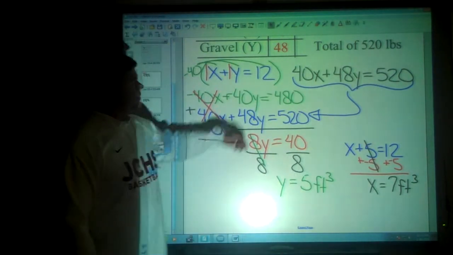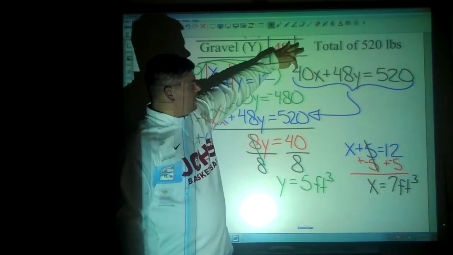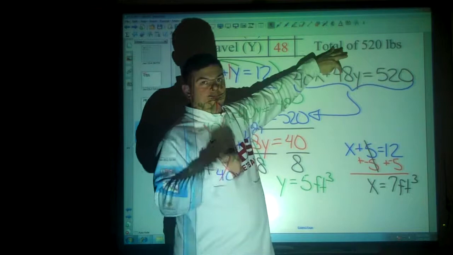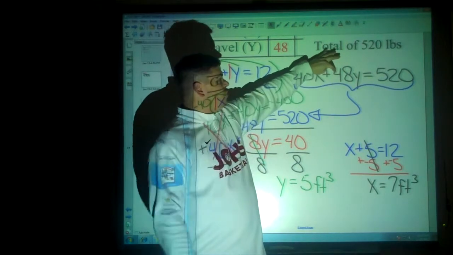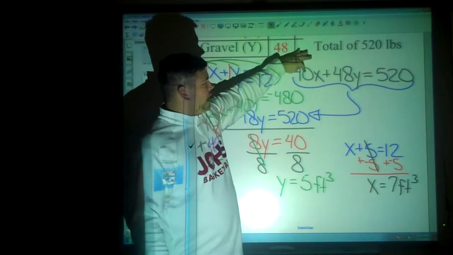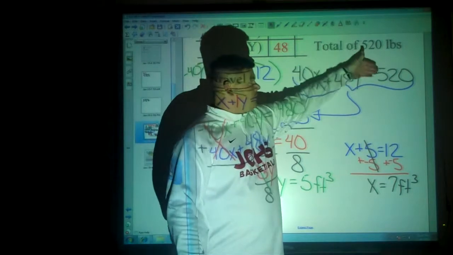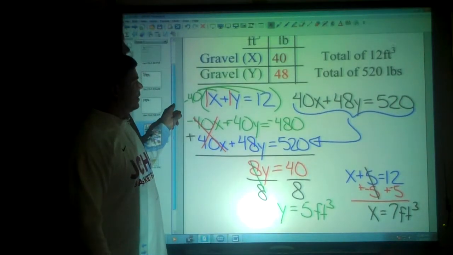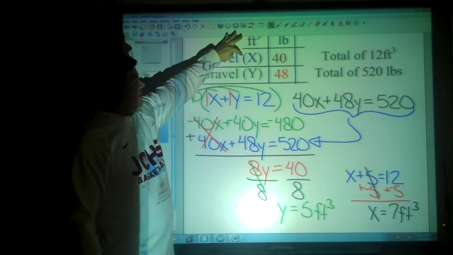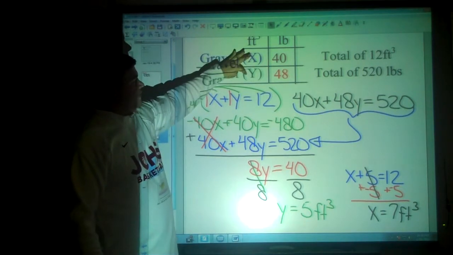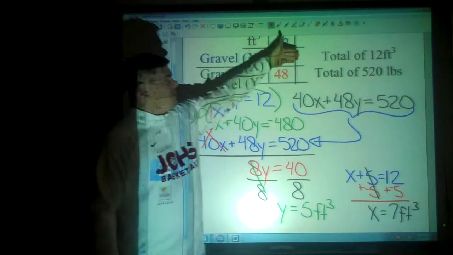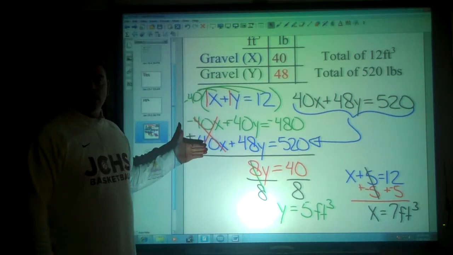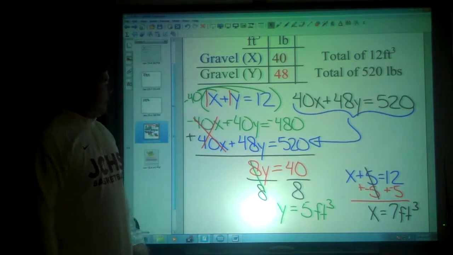And if you test it, 40 times 7 is 280. 48 times 5 is going to be like 48 times 10, but cut in half, which is 240. So if we have 280 plus 240, that makes 520. It works in both. So we know exactly how much we have. We have 7 cubic feet of this type of gravel and 5 cubic feet of this type of gravel to make these totals. So again, linear combinations works pretty well, and we could back it up with a graph if we wanted to.